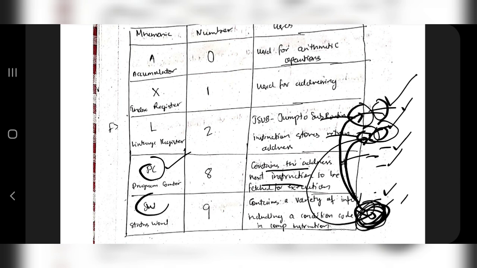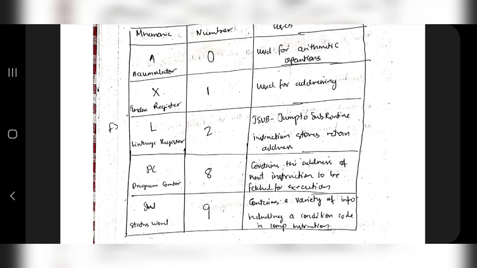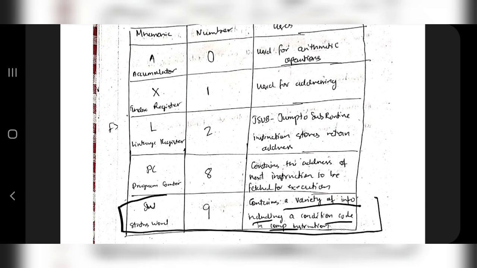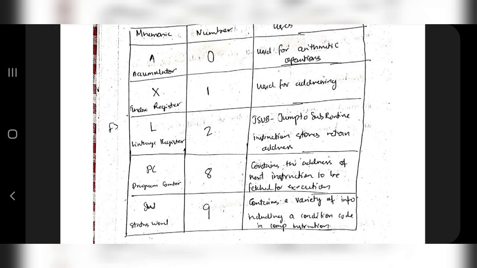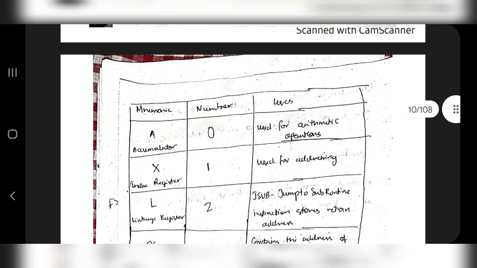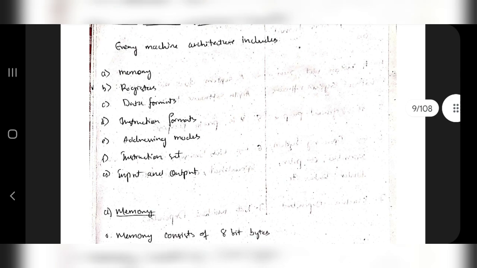SW is the status word. Status word consists of a variety of information including a condition code in the COMP instruction. For now let's not focus much on this, because that will be discussed in depth in the upcoming topics. So these are the 5 registers which are used for different types of operations. So this was the second one.